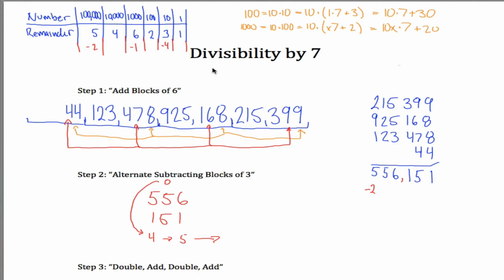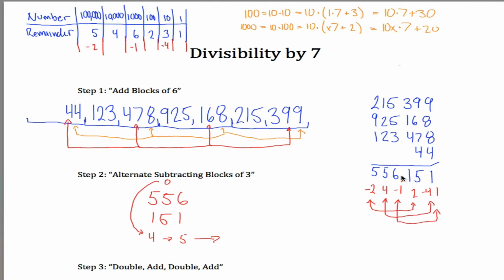This 5 right here, you can think about that as 5 groups of remainders of 4. This 6, you can think about it as 6 groups of negative 1, 2, negative 4, and 1. Note that this negative 2 and this negative 2 line up pretty nicely. This 4 and this negative 4 line up pretty nicely. This negative 1 and this negative 1 line up pretty nicely.